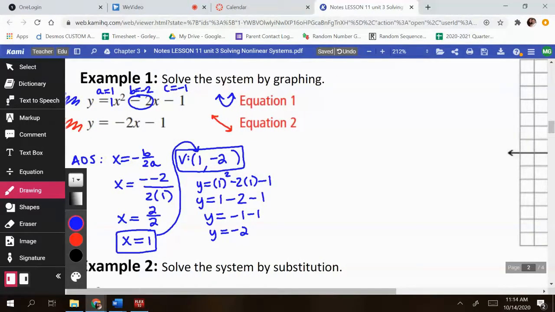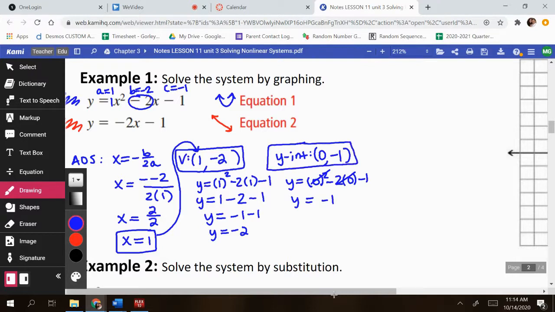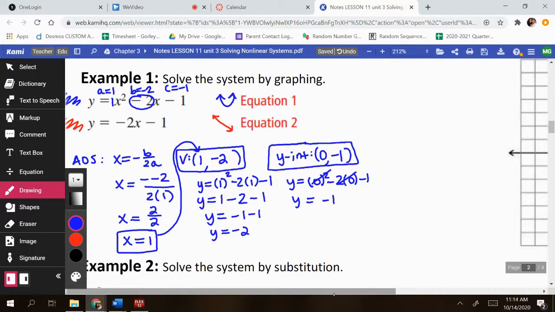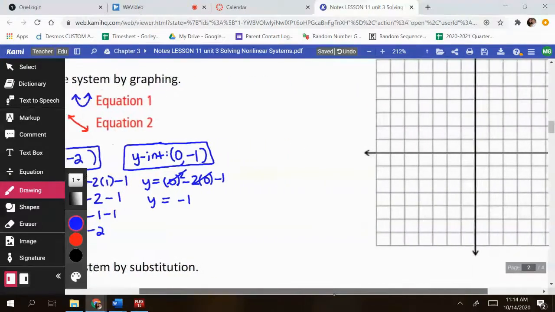Okay. And the last thing that I need to graph it would be my y-intercept, which for my y-intercept, remember, I plug in 0 for x and I solve for y. So if I plug in 0 into my quadratic function here, we're going to end up getting 0 minus 0 minus 1. So I get 0, negative 1. Okay, so those are the three components I need to graph my parabola. So I'm going to graph my axis of symmetry at x equals 1.